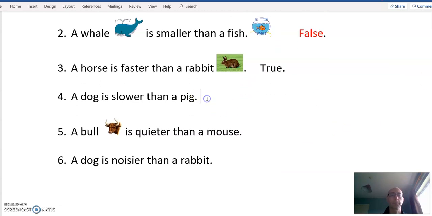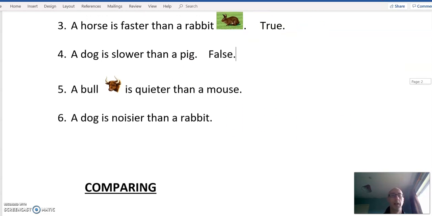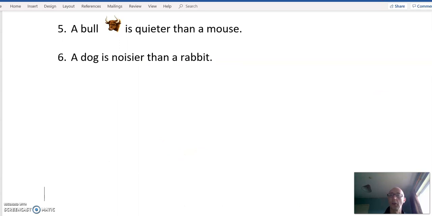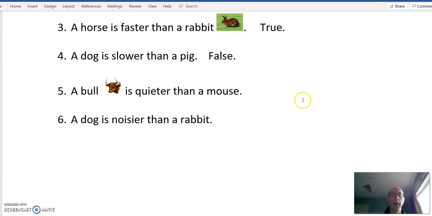Number 4. A dog is slower than a pig. So fast and slow, remember they're opposites. A dog is slower than a pig. No, I think a pig is slower, isn't it? So that's false. A bull is quieter than a mouse. Mouse is quite quiet. Mouse is very quiet, so a bull can be noisy. So that's false. A bull is not quieter than a mouse.